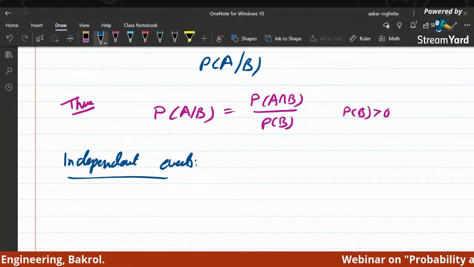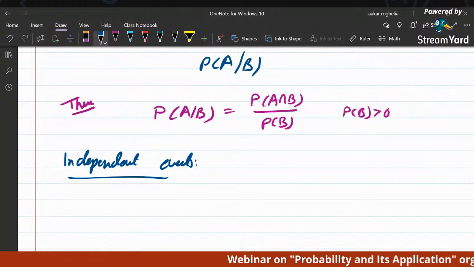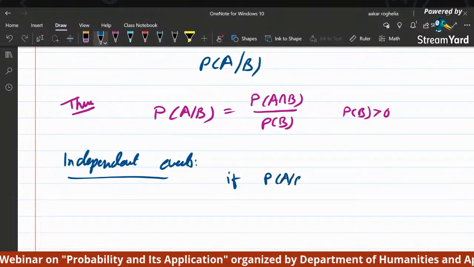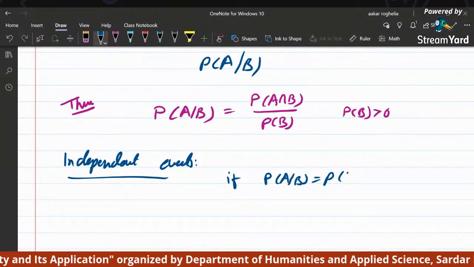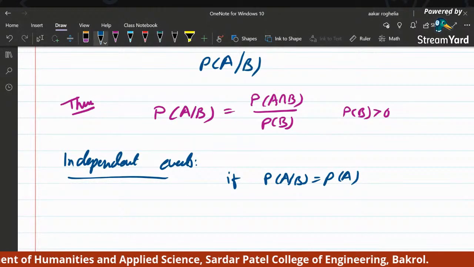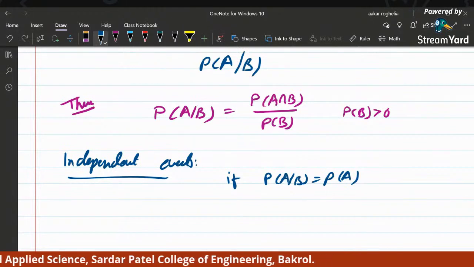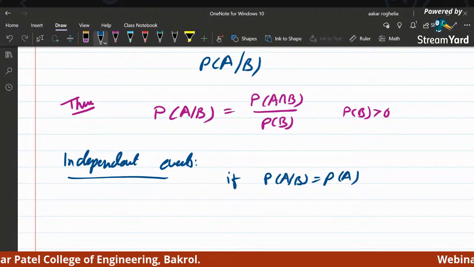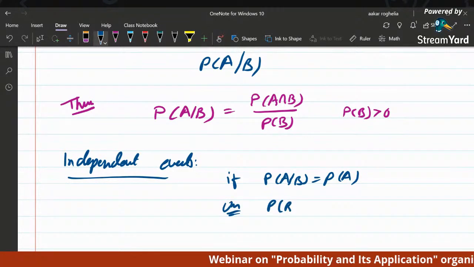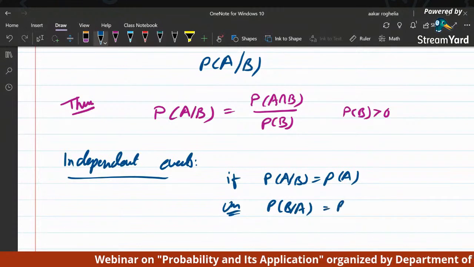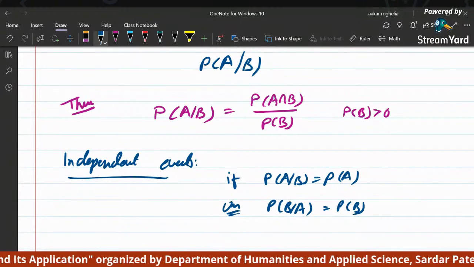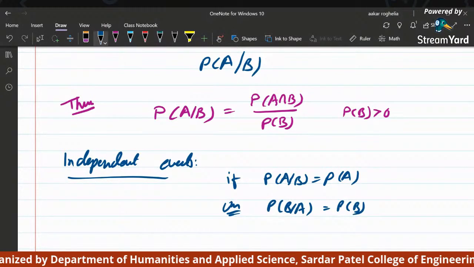Whether the events are independent or not, that you can check. A very simple thing we can say is that P of A given B is the same as P of A. If B is there or not, it doesn't affect it. Then A and B are called independent. Or what you can check is P of B given A. Both the conditions you have to check. Then they are independent. Otherwise, they are dependent.